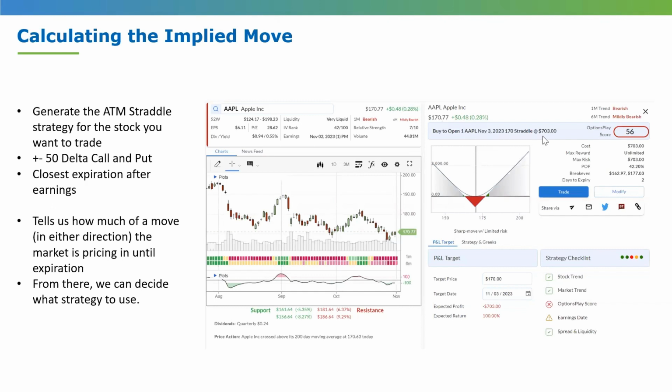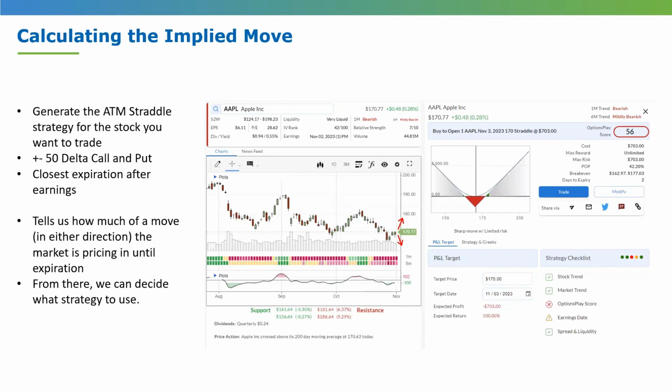So it tells us, let's say, for example, we buy a straddle for the November 3rd at-the-money 170 straddle, and we're paying $700 for it, or $7 per share. This tells us that the market by November 3rd is expecting Apple to either rally by 7 towards 177 or decline by 7 towards 163. It's quite simple. I know this may initially seem a little bit complicated, but the straddle is simply buying a call and a put, and the cost of that call and the put combined tells us how much the market is implying that move.